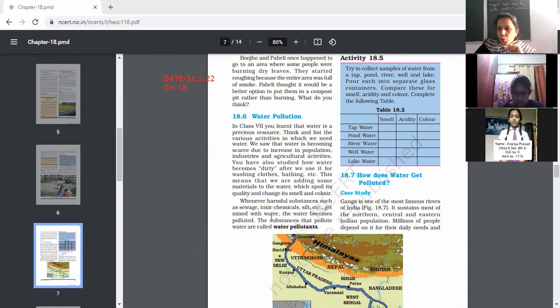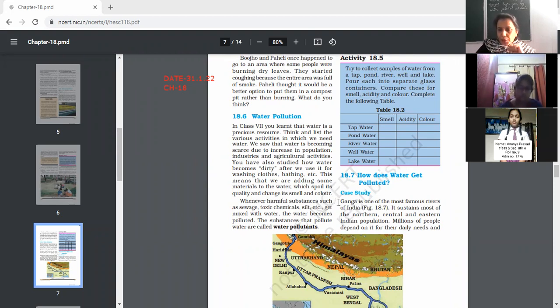We read about the water pollutant. Harmful substances such as sewage, toxic chemicals, silt, etc. When they mix with the water, it causes water pollution. Now we are going to study one of the case studies of our famous river Ganga, how the Ganga river is getting polluted, and what steps have been taken by the government.